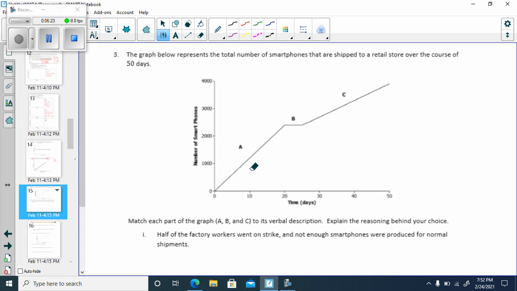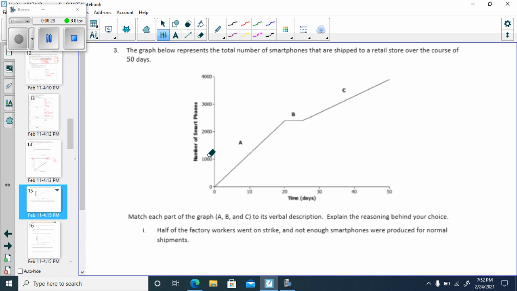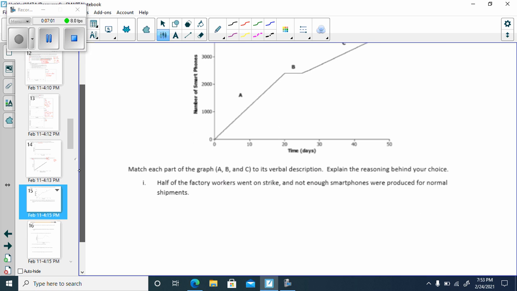Number 3 on the next page, there's 3 scenarios here. You're looking at the number of smartphones that have been shipped to a resale store over 50 days' time. Between 0 and about 20 days, they ship over 2,000, right? Then for these few days in here, none are shipped, right? No change. And then from here to here, they ship more, but it looks like they're shipping at a smaller rate, right? Okay, so here's our scenarios.